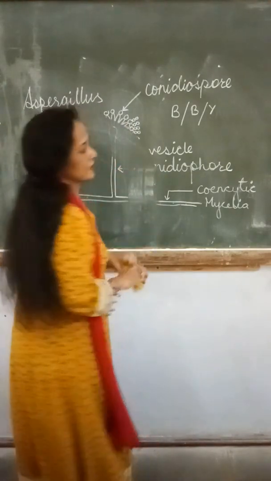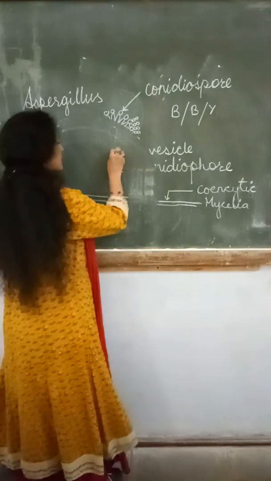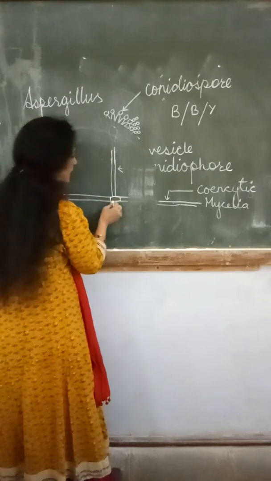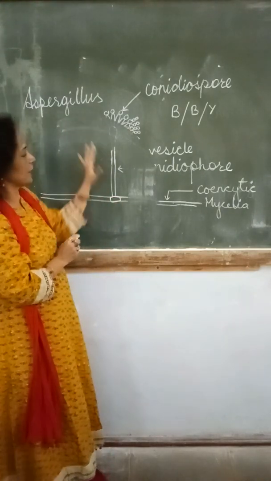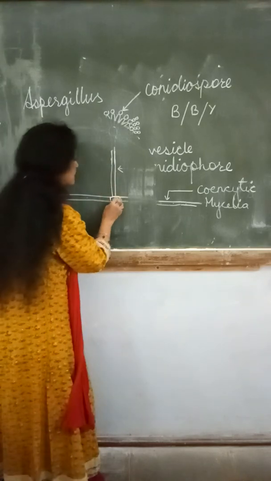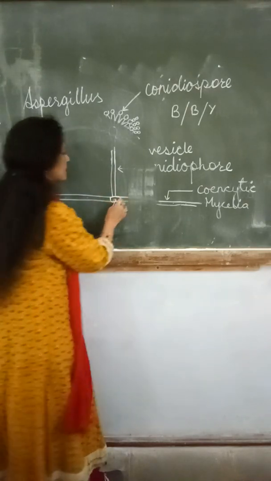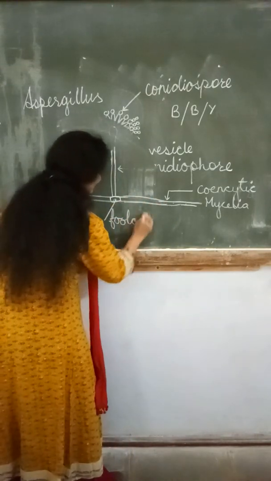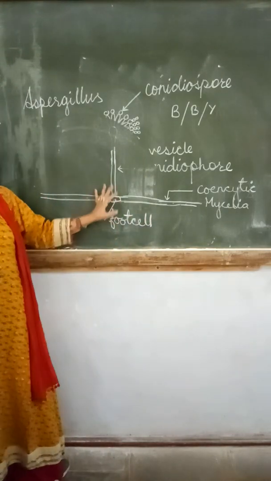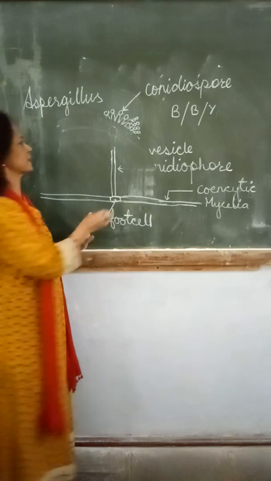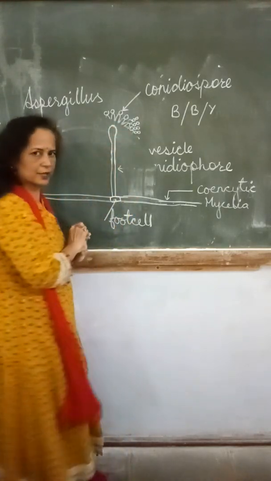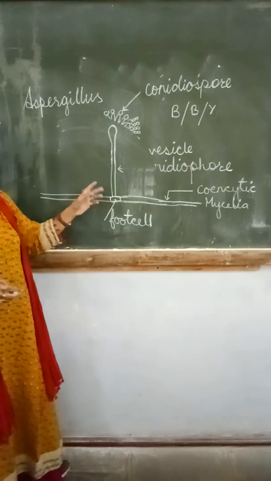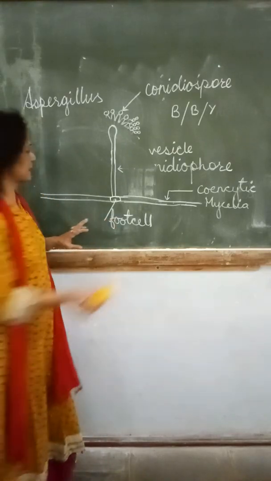Now, I just want to tell you another point which I am missing. At the opposite end, at the base of this particular conidiophore, there will be a special structure in the Aspergillus which is called by the name foot cell. Foot cell is only found in the cultures of Aspergillus and it is not found in any other cultures.